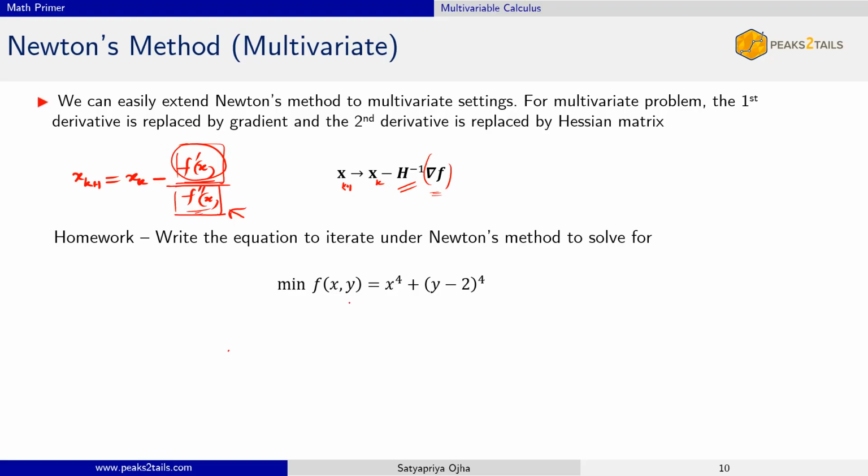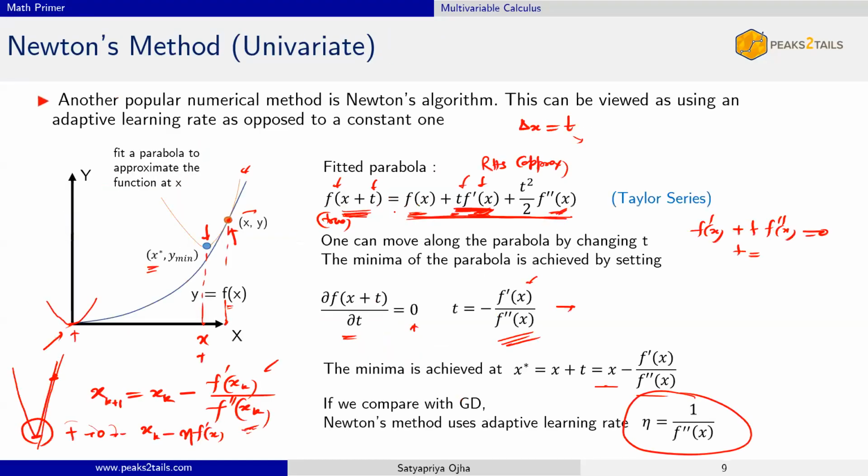Okay, so here is a homework for you. You need to solve this. There's a bivariate problem. Just write down the equation for Newton's method. What would be the update equation? How do I update the vector xy? Xy at k plus 1 should be xy at k minus something. You have to figure this out using this idea. Okay, that's your homework. So let's see Newton's method in action.